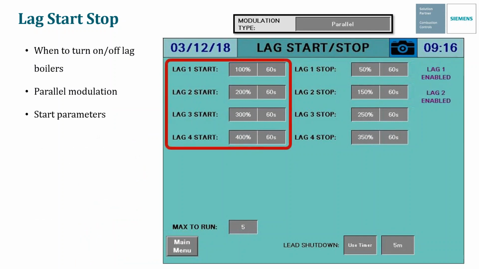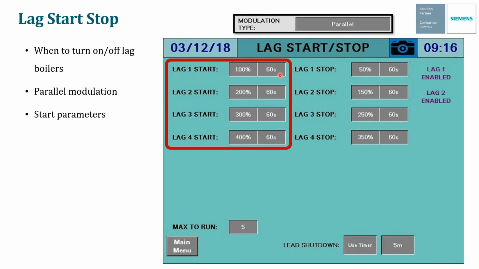So on the left here, we have our start parameters. Basically, this is just telling the master panel when we want to start turning on the lag boilers. The numbers on the left here are the demand numbers, and the numbers on the right are the delays. So if I have a system set up with 5 boilers, I would have 4 lag boiler options here.